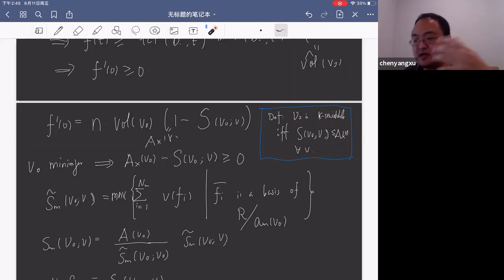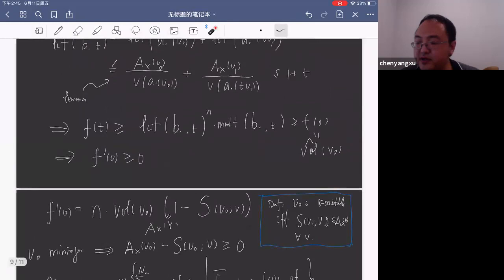So here we already prove that if it's a minimizer, then this number has to be non-negative. So particularly, this valuation is K semi-stable because here I choose X V to be one, but I'm always rescaling. So basically what we did above essentially just proved that any minimizer, since in this argument here, I don't really use any information about V. I only use the fact that V zero is the minimizer here. Otherwise I don't even use anything about V zero.